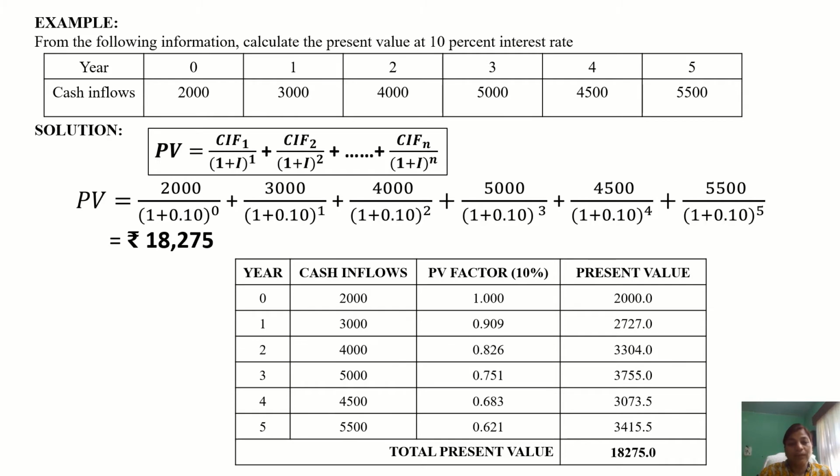Okay, so this problem can be done like this also, by tabulating it. Year-wise we have taken 0 to 5, then we have put the cash inflows, then the present value factor for 10%. If you see, you get 1.909, 0.826, 0.751, 0.683, 0.621. These values you can get even from the present value tables. When you multiply the cash inflows with the present value factor, you generate these values, which is equal to 18,275 rupees.